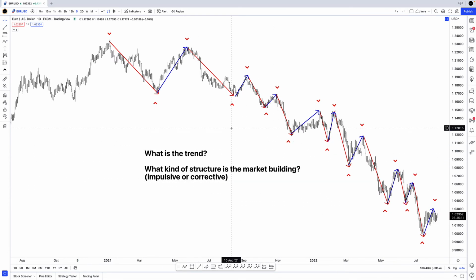So this concept answers two incredibly important questions for me in my own personal trading plan. Question number one, what is the trend? If I see a series of lower lows and lower highs, as I do see here, I have a downtrend. The second important question that this concept helps me answer is, what kind of structure is the market building? Market structure is an incredibly important question for me to be able to answer.